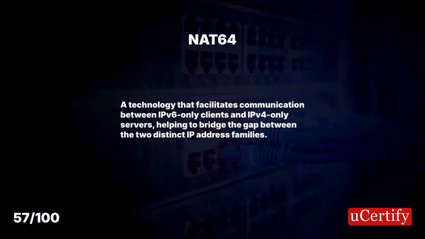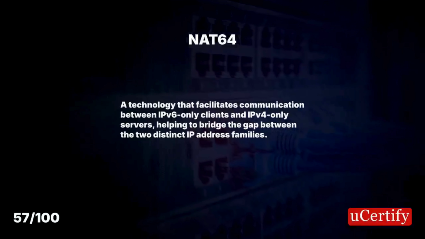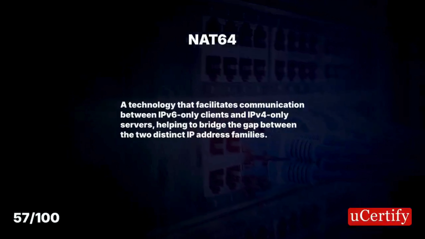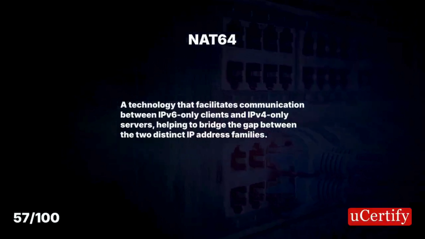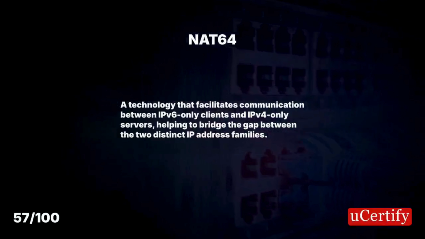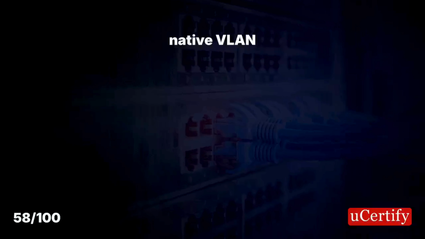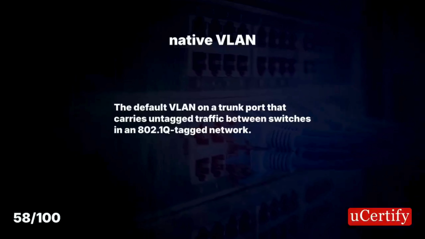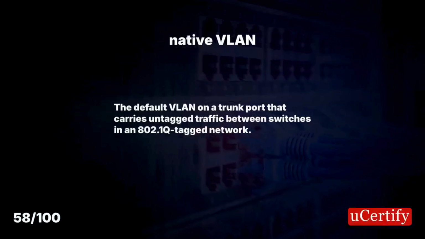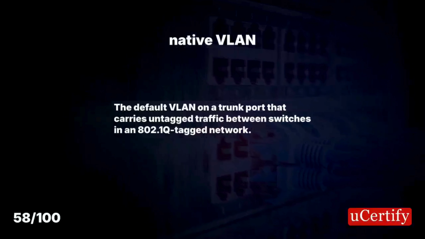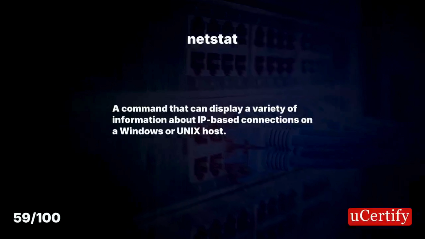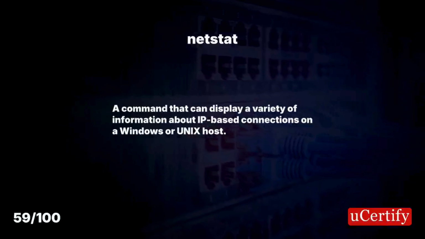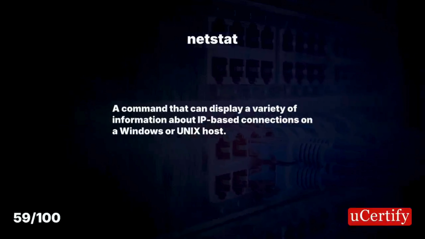Term: NAT64. Definition: a technology that facilitates communication between IPv6-only clients and IPv4-only servers, helping to bridge the gap between the two distinct IP address families. Term: native VLAN. Definition: the default VLAN on a trunk port that carries untagged traffic between switches in an 802.1Q tagged network.